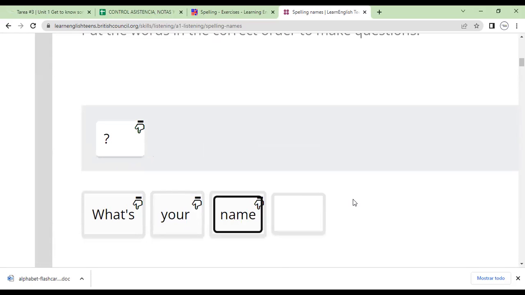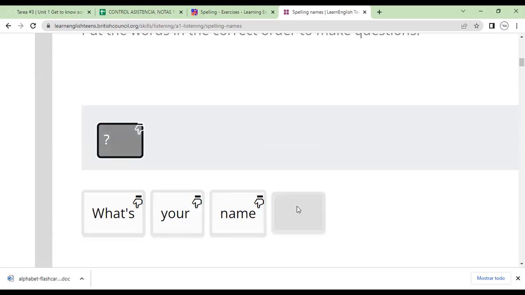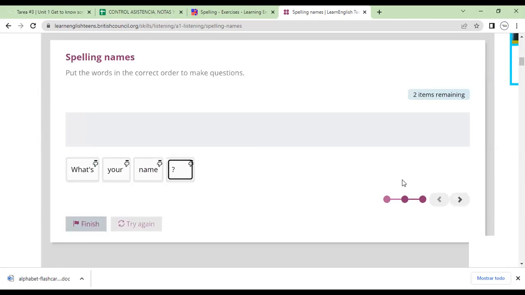What's your name? The question mark. And the question mark, all right? What's your name? Remember about... Ayer estuvimos hablando de la forma contractada. También acá lo podemos usar. Miren, what is or what's your name?